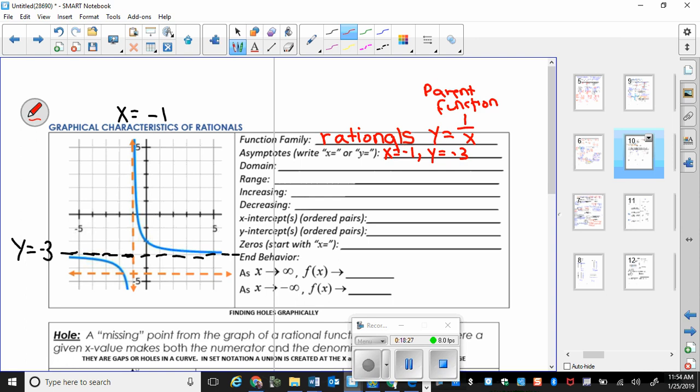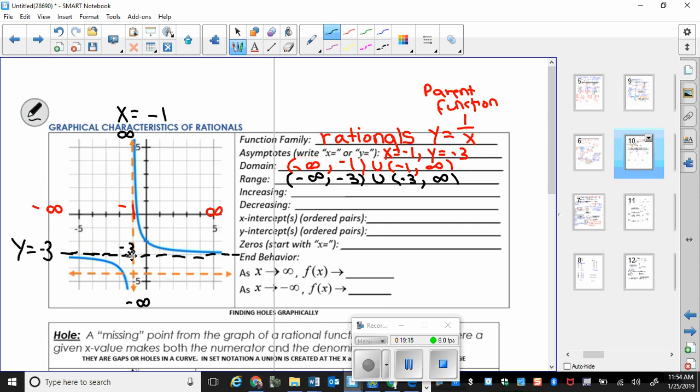The domain: I'm coming from negative infinity. I stop at -1, and I keep going to positive infinity. So this curve goes to negative infinity, approaches -1, never touches it, skips over it, comes back down, and it's going to positive infinity. So from negative infinity to -1, union, -1 to positive infinity. My range, coming from the bottom, is coming from negative infinity, stops at -3, goes up to positive infinity, or it skips over -3. So from negative infinity up to -3, skips over it, starts back up at -3, and continues on to positive infinity.